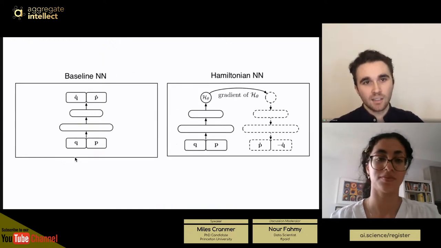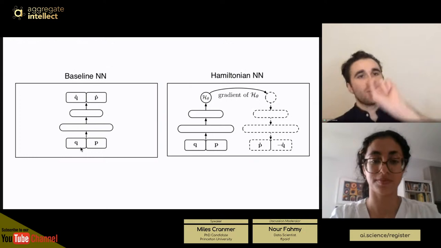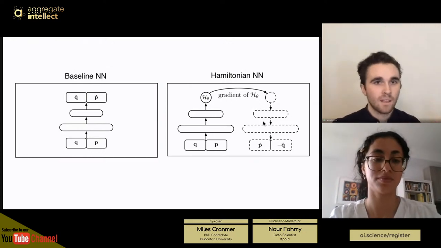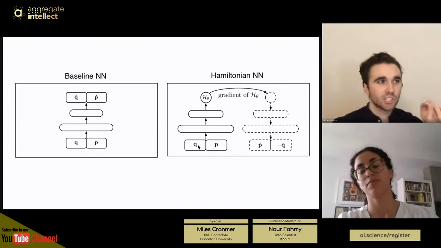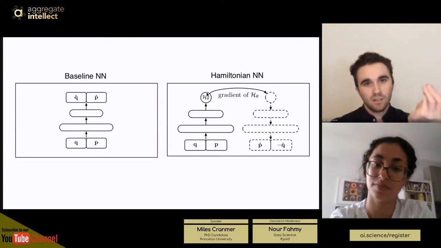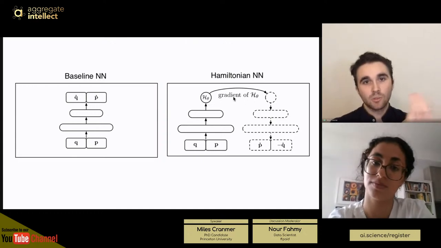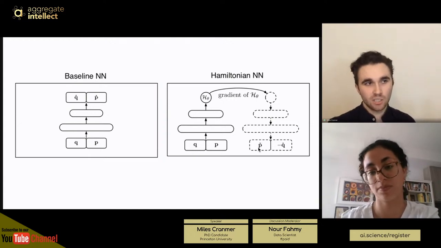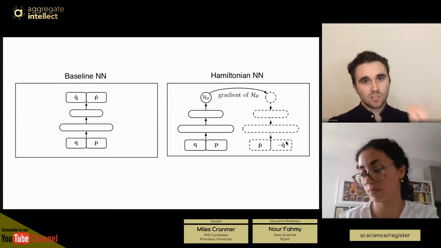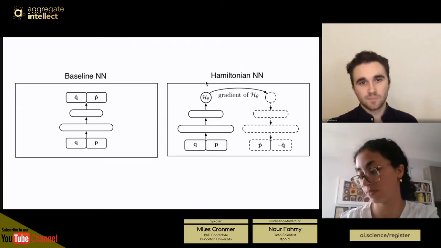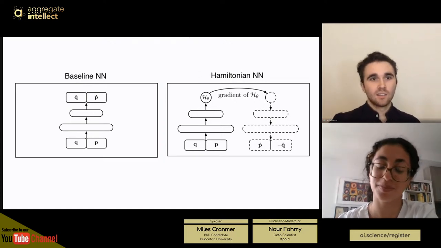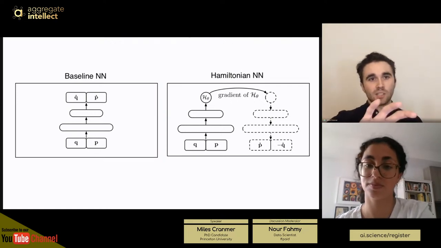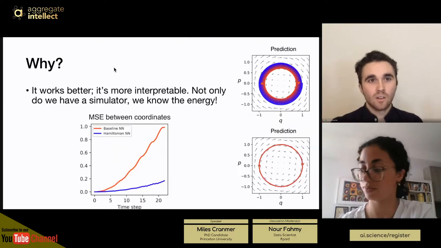So this is a schematic. The baseline neural network goes from position, momenta, to the velocity and momenta derivative. The Hamiltonian neural network goes from position, momenta, to a single number, the Hamiltonian. Then you use backprop, so you just take the derivative of the neural network, you go back down, derivative of position is momenta, derivative of momenta is the velocity. So it's a really cool way of just changing the problem into this alternate technique. So why do we want to do this?